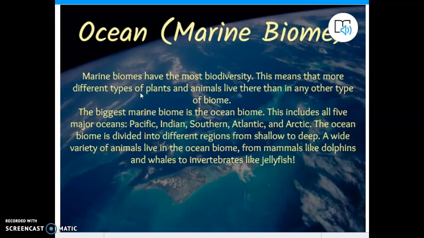When we're talking about the ocean biomes, we're talking about all the five major oceans: Pacific, Indian, Southern, Atlantic, and Arctic. These are divided into different regions. We have shallow, we have deep. That's fine. You don't have to remember all of that.